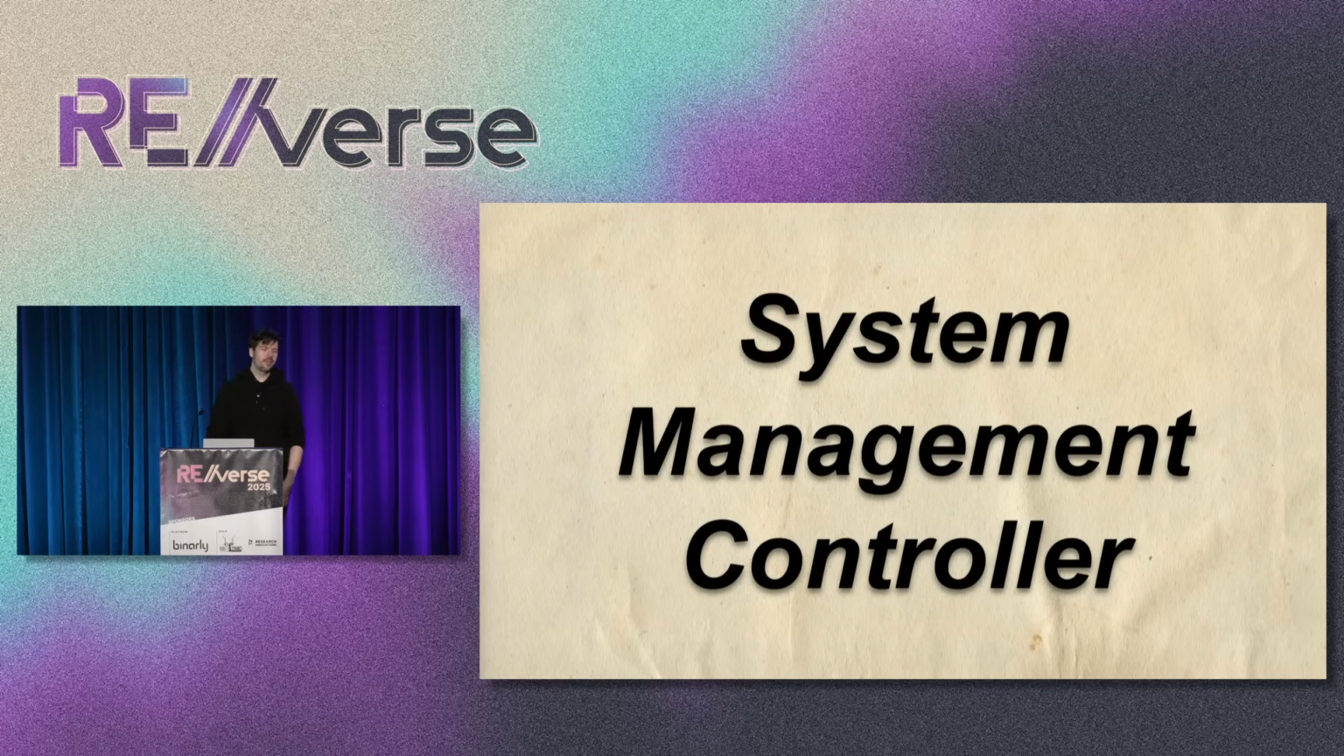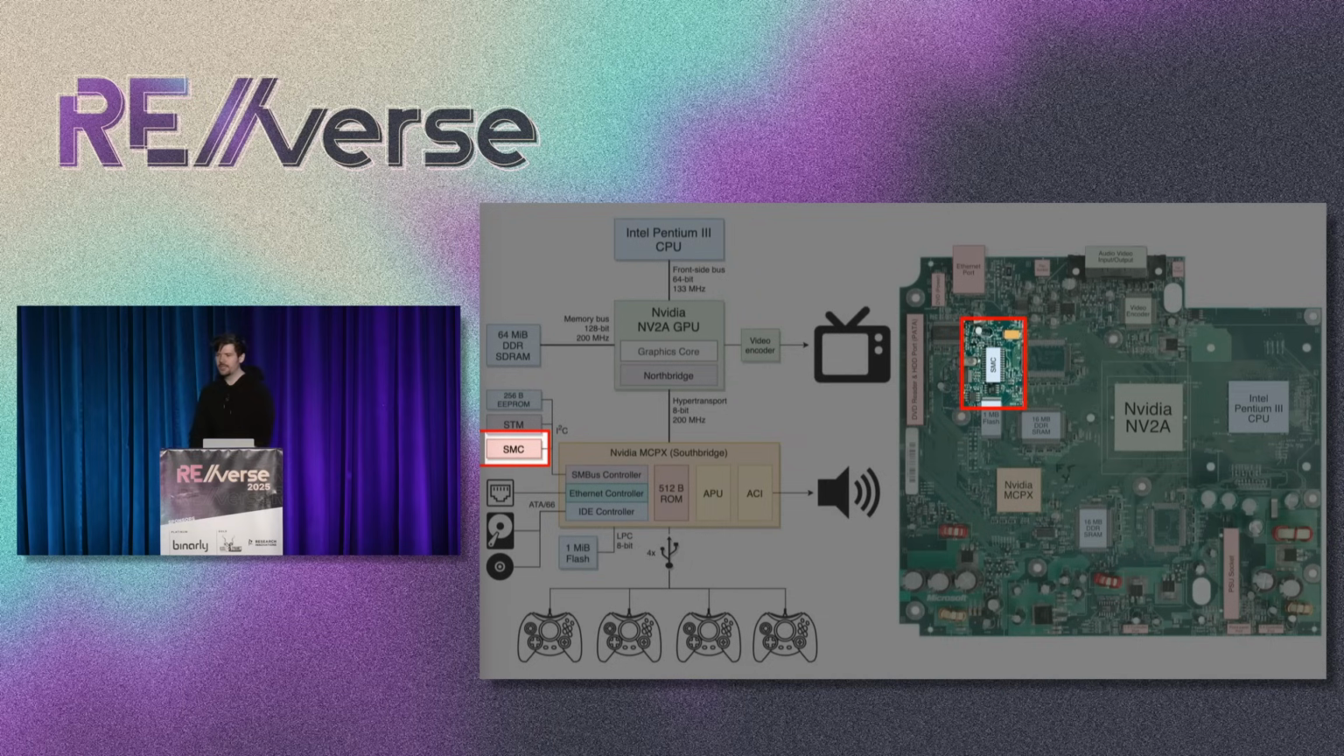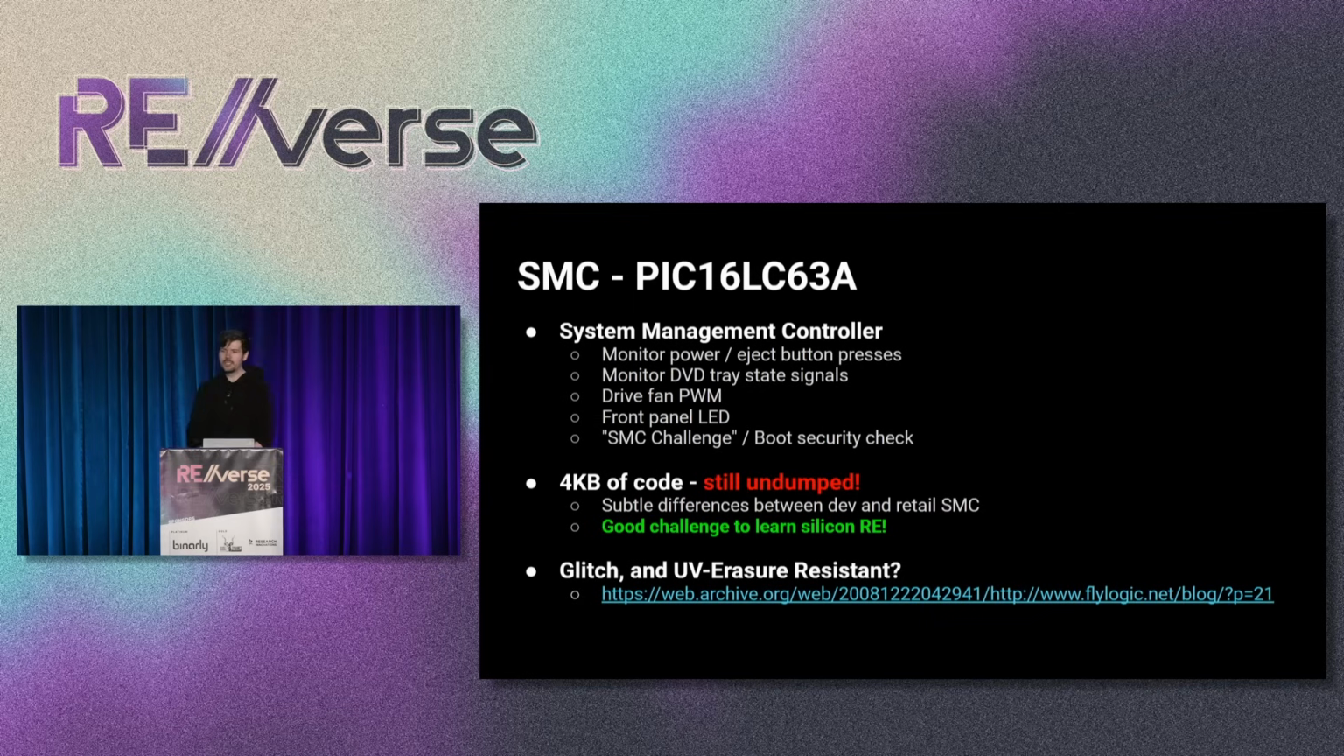But I kept moving. I moved on to looking at the system management controller for a little bit. And so the system management controller is this part of the board. And it's essentially just a simple PIC16. It has a very simple amount of logic. It monitors eject button presses, DVD tray state. It will drive the fan pulse width modulation to set the fan speed and stuff like that.